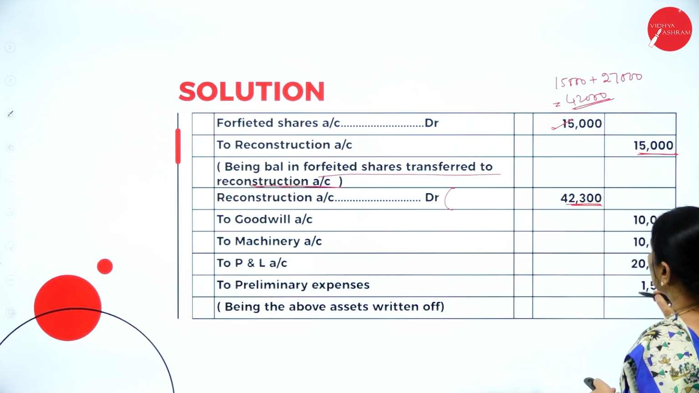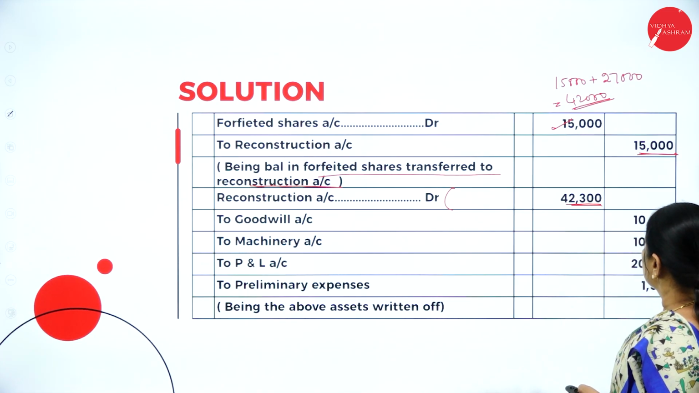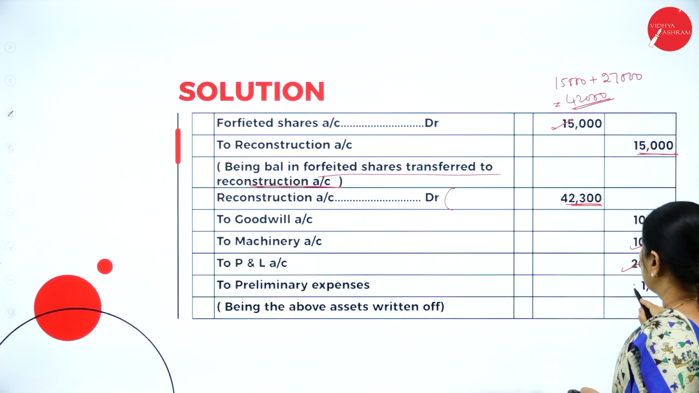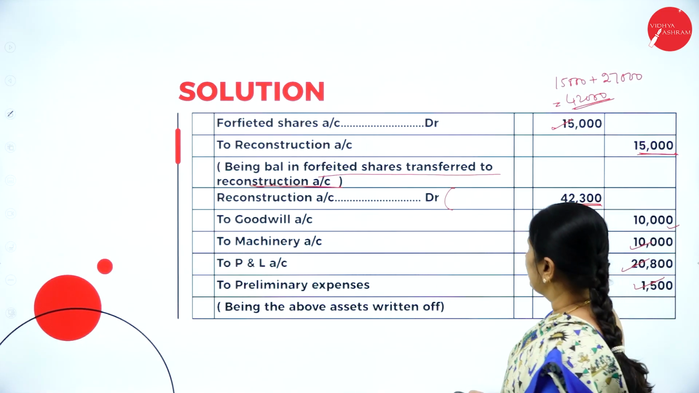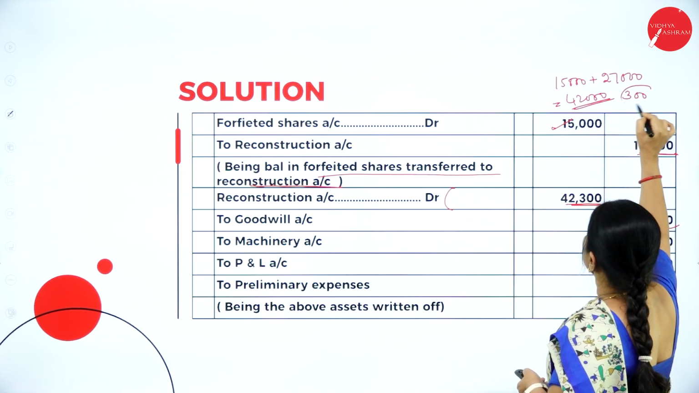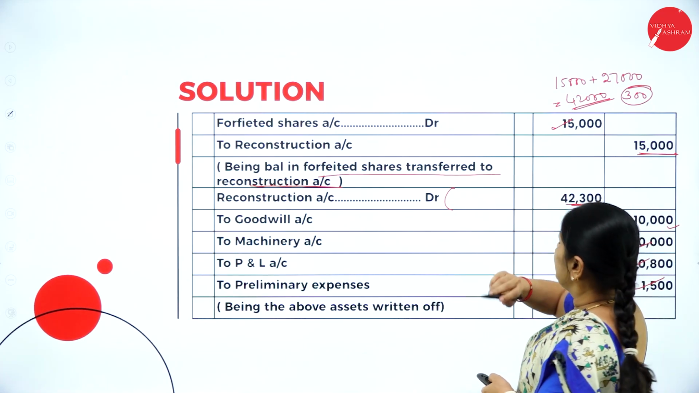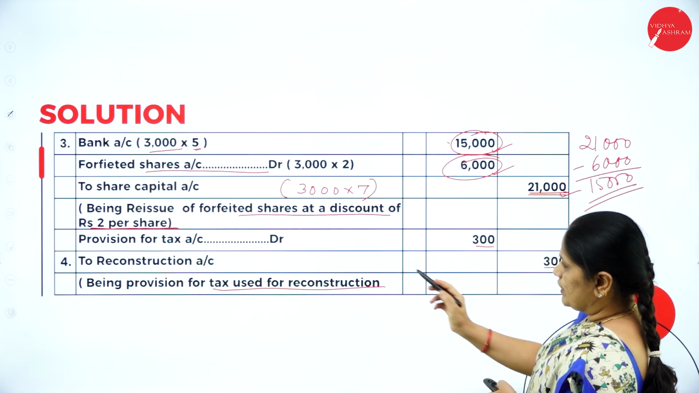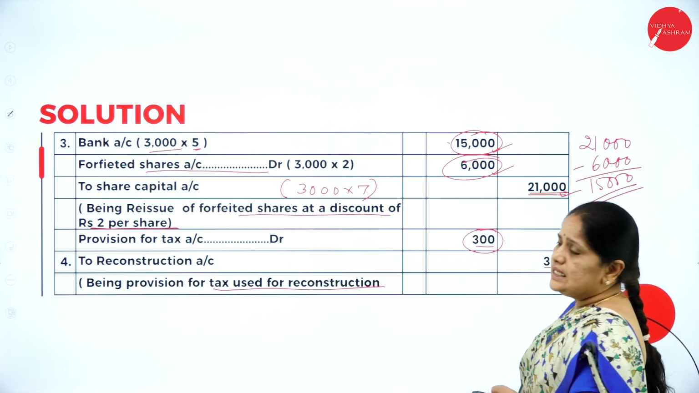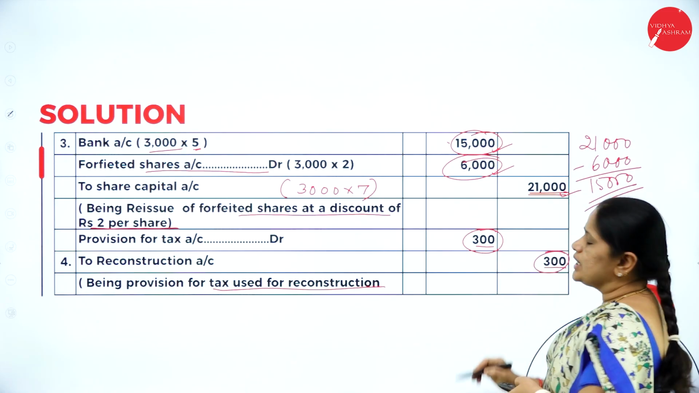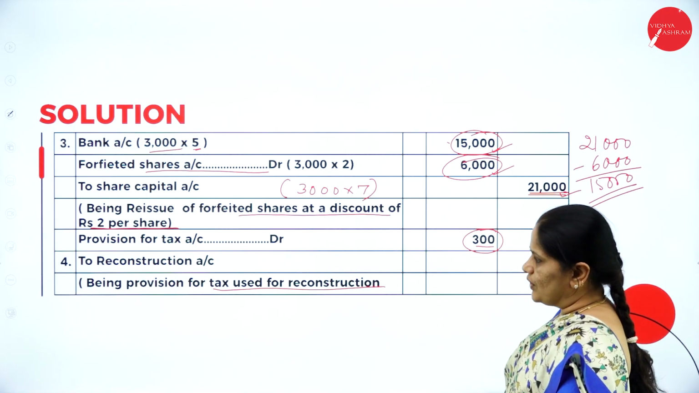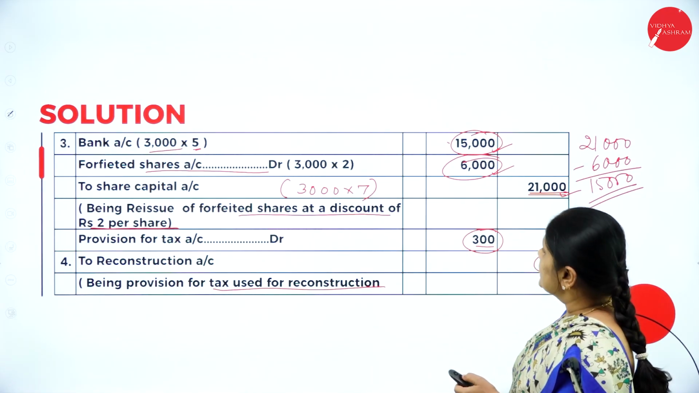But when you add all this, see, when goodwill is 10,000, machinery 10,000, P&L 20,800, preliminary expenses 1,500, when you add all this, we get 300 rupees excess. So this 300 rupees excess we have taken from the provision for tax. So provision for tax account debit 300, to reconstruction account 300. So we have taken the money from the provision for tax for the purposes of reconstruction.